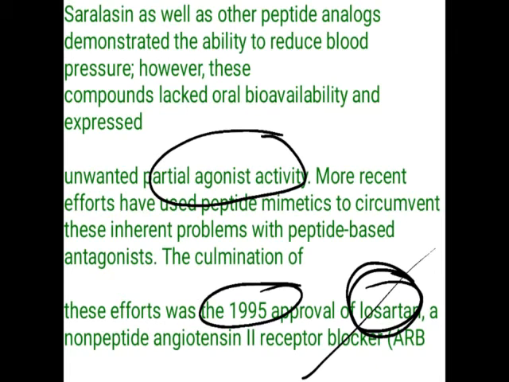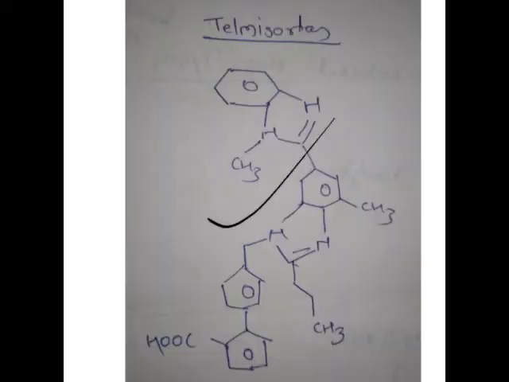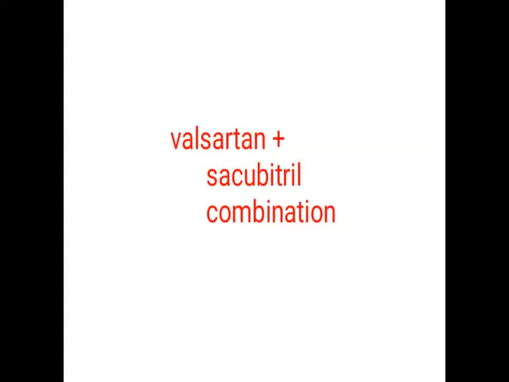So in this way, from saralasin to S3808, and from S3808 to losartan, the development takes place. Okay, so that is the part regarding the development of angiotensin receptor blockers. These are some other drugs, that is valsartan, olmesartan. So this is the structure of valsartan, this is the structure of olmesartan, this is azilsartan, this is telmisartan. These are some drugs which are approved as angiotensin receptor blockers. You can say angiotensin 2 receptor blockers.